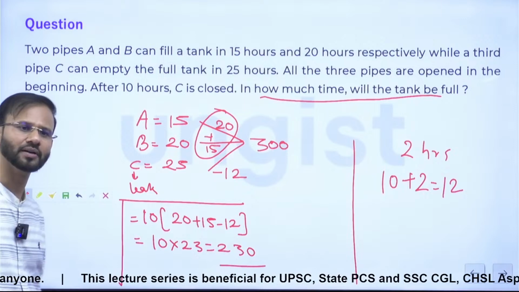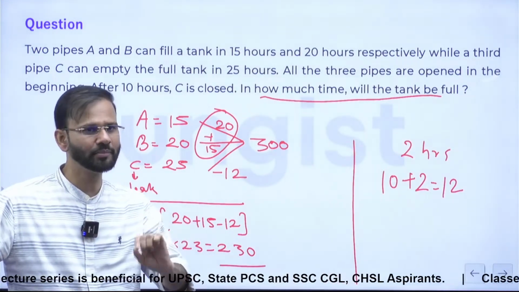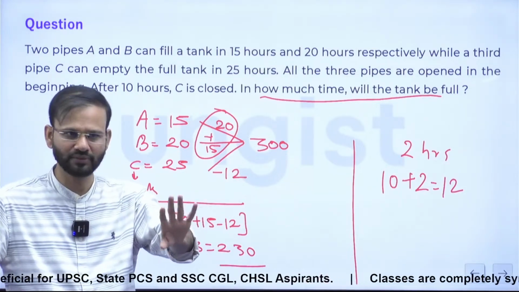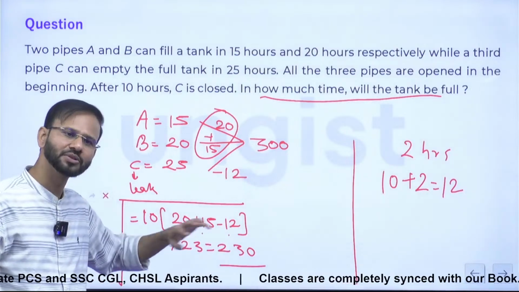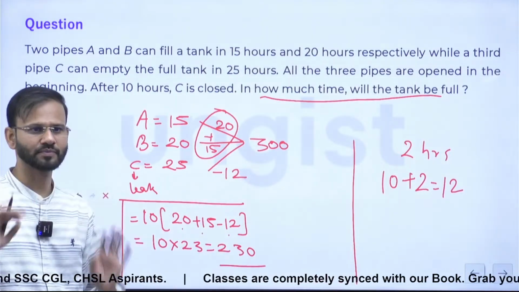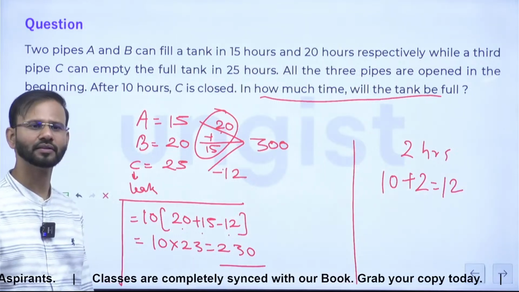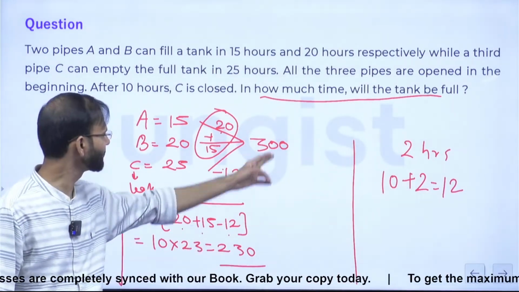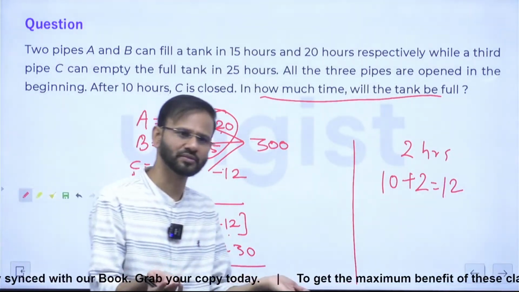What is the problem? Tell me, for the first 10 hours, A, B, C all are working, and after that C was closed, right? So A, B, C, when they are working together, they are actually filling 23 units per hour. Just add them, right? So for 10 hours, they will be filling 230 units. Now what is left? 70 units. And then only A and B are working because C is closed.